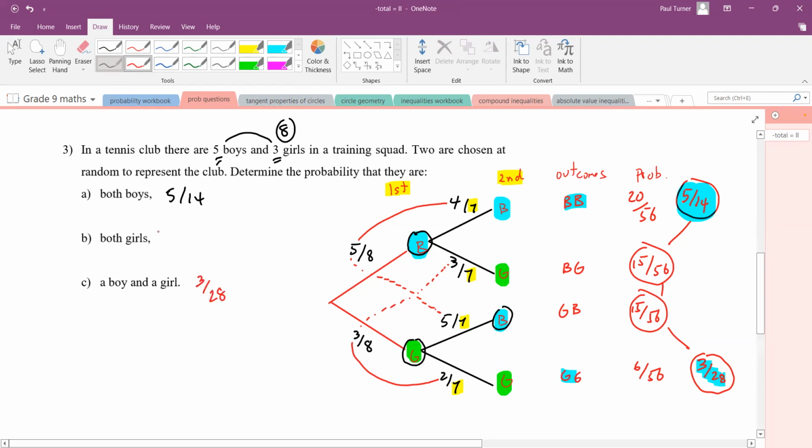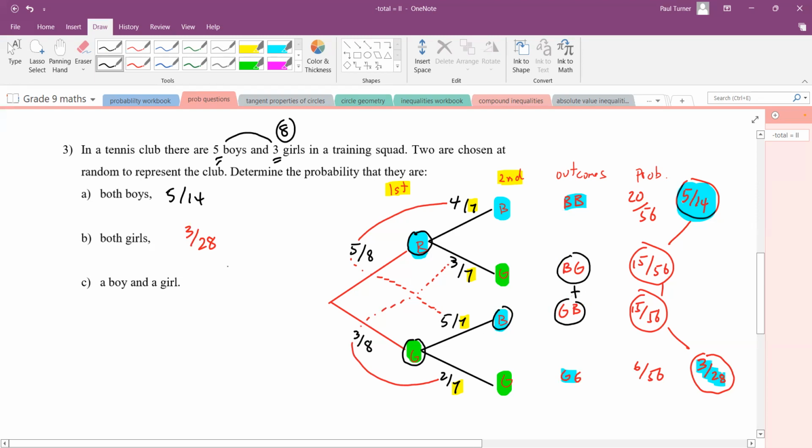So what's the chance? Oh, sorry, that should be here. 3 out of 28. I'm skipping. So what's the chance then of getting a boy and a girl? So a boy and a girl can happen in 2 different ways. You could get a boy girl or you could get a girl boy. And then we add these probabilities.